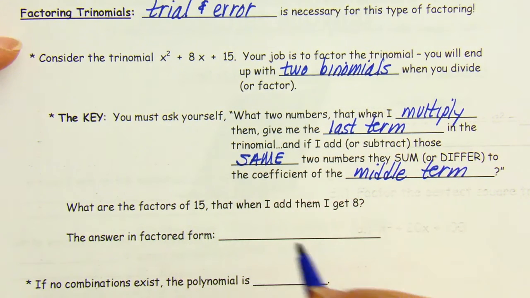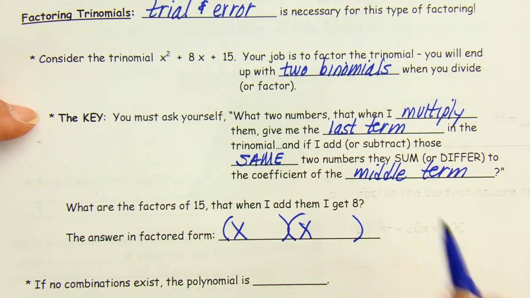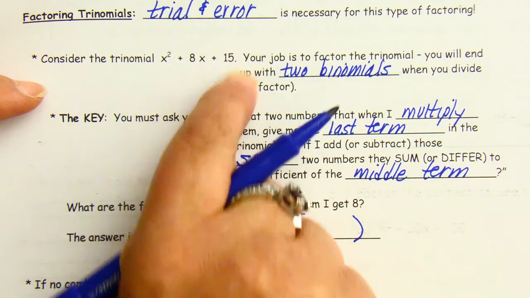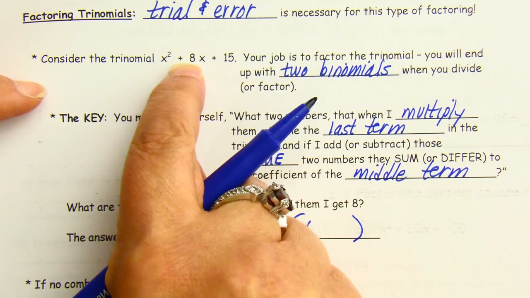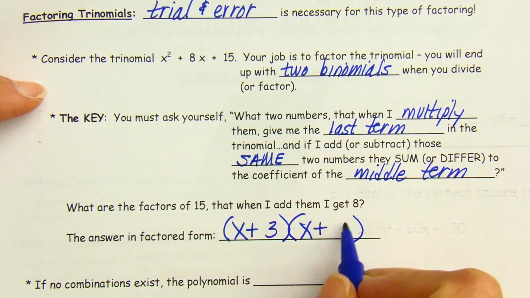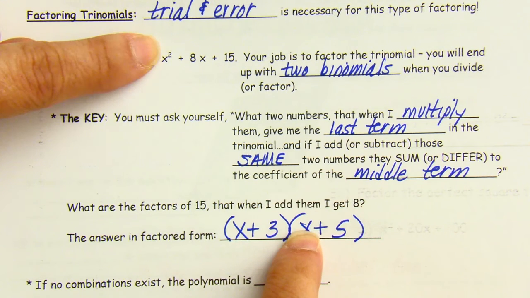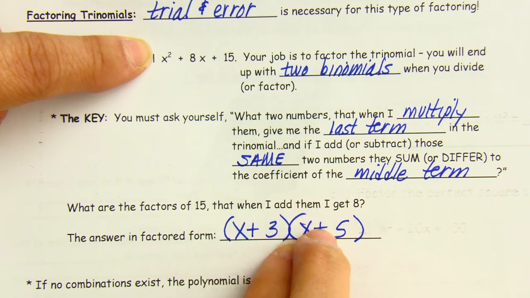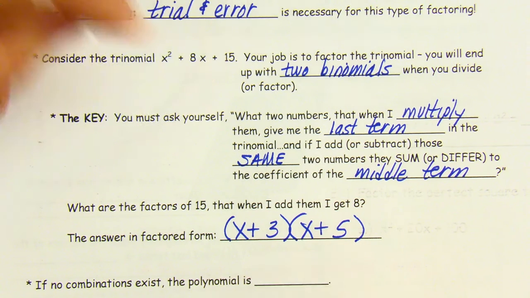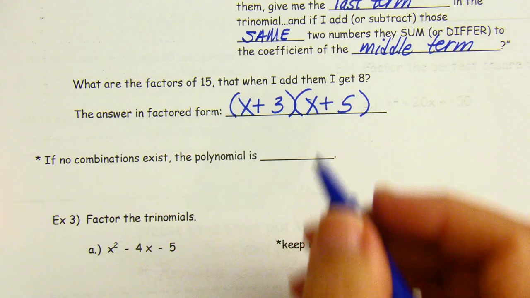So my answer in factored form here is, I set up my 2 binomials. I put an x here and an x here. I know a lot about factoring, and so I'm going to say this means the signs are the same. They're both positive, so it's plus plus. And I know it was 3 and 5. Now I'm going to check it. X multiplied with x is x squared. When I multiply the outers and the inners, I get 5x and 3x, which is 8x. And then 3 times 5 is 15. It works. If there are no combinations that exist, the polynomial is prime.